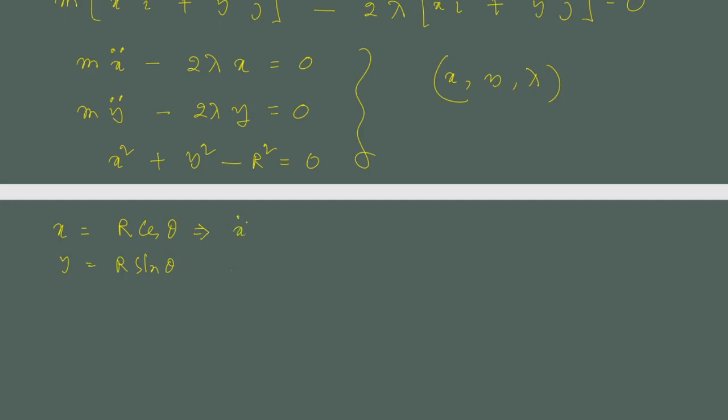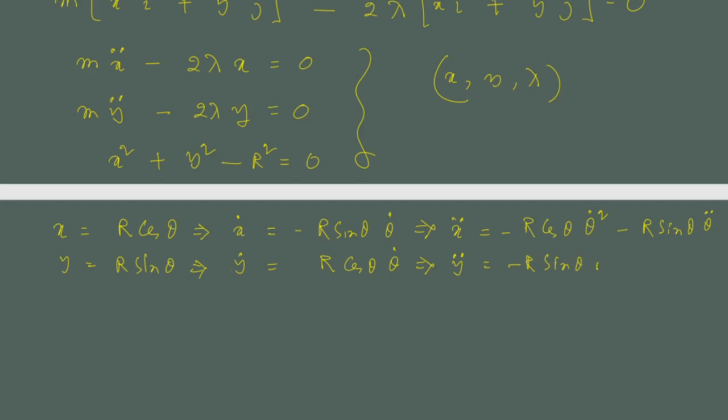This gives us x dot to be minus r sine theta theta dot, and that gives us x double dot, and similarly for y we have y dot and y double dot.